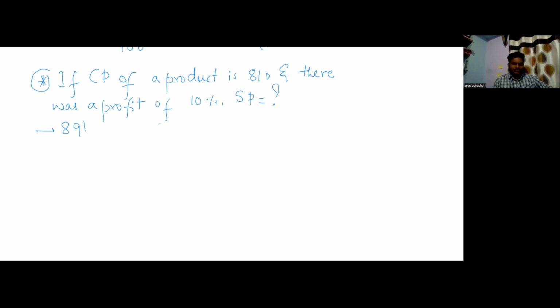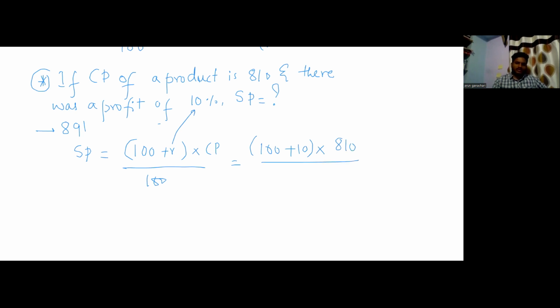The formula says SP is equal to (100 plus R) into CP divided by 100. Here R was given as 10%, so this will be 100 plus 10 into CP. CP is 810, divided by 100. So 110 into 810 divided by 100. 0 and 0 will get cancelled.